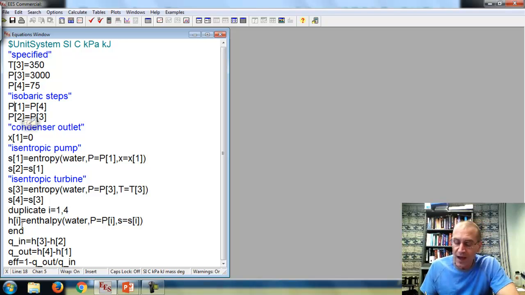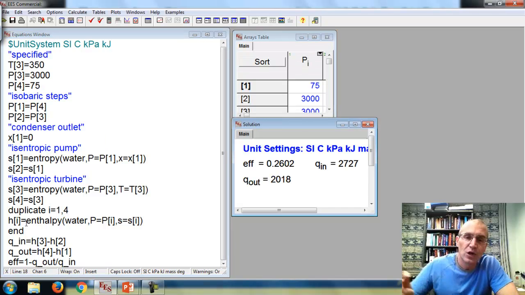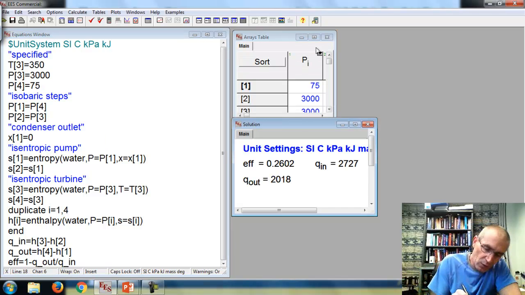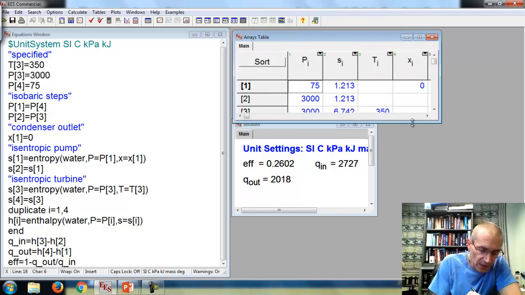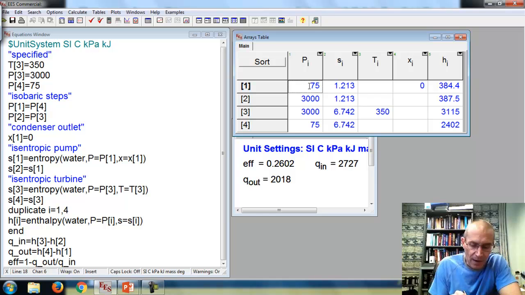So what I actually have now is two intensive variables at all the states. And actually if I solve this and look at my array diagram, and let me expand this out a little bit, I can go ahead and see that I've got P and S at all four states. So I have two intensive variables. So everything's been specified. And so then I can go ahead and just quickly, since I know P and S at every one, just duplicate.